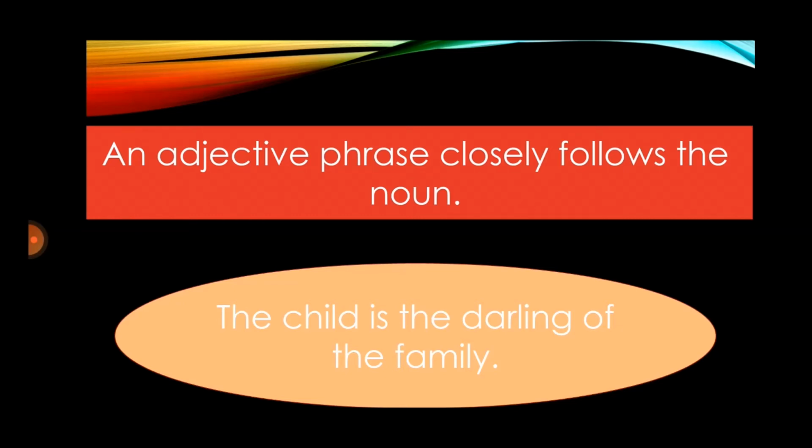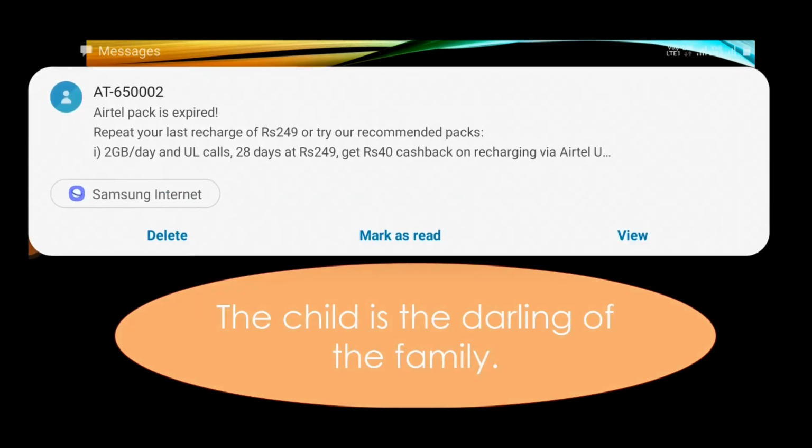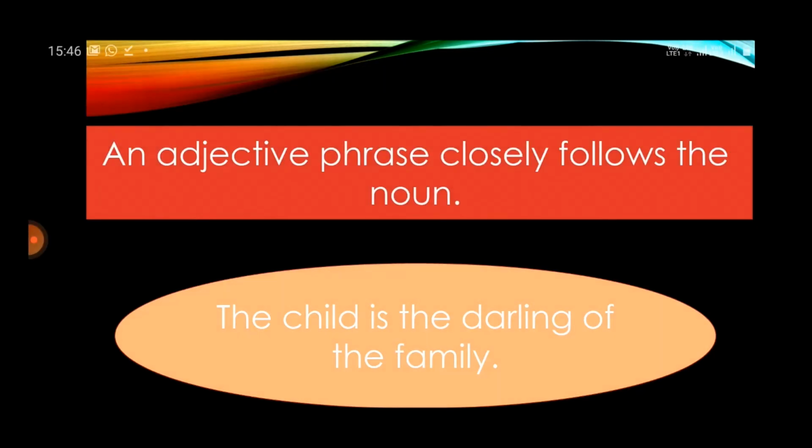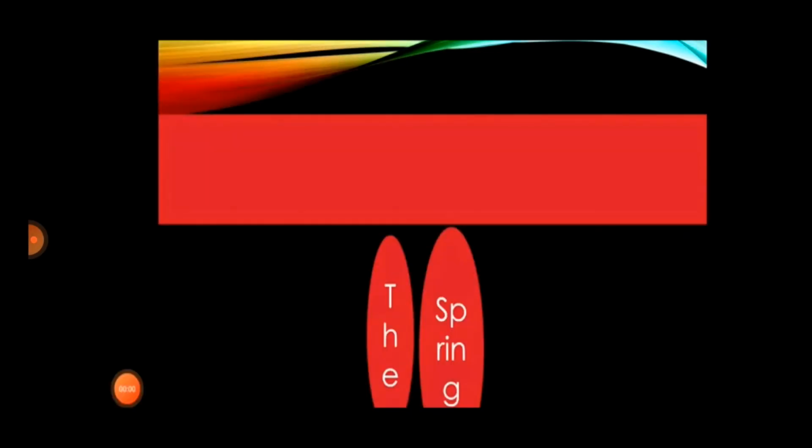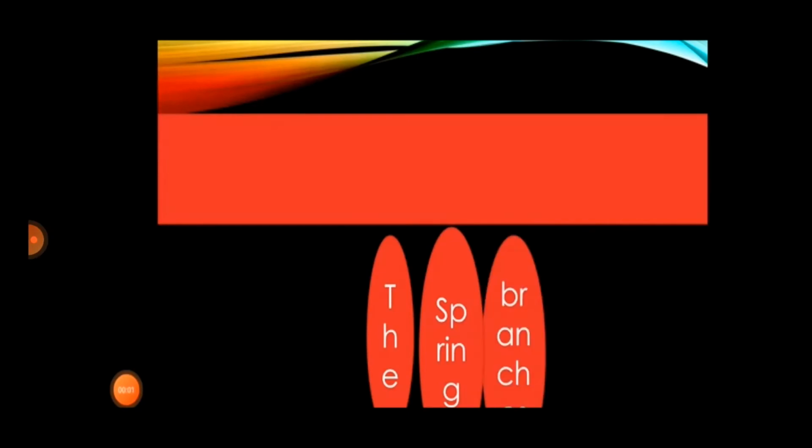Okay, family is the noun. Of the family, "of" is related to a phrase. The adjective phrase here is "the darling of the family," and so you can use it here. They say the child is the darling of the family. It follows the noun. The adjective phrase closely follows the noun. That's what they say here. So now the same thing we are going to see here also.